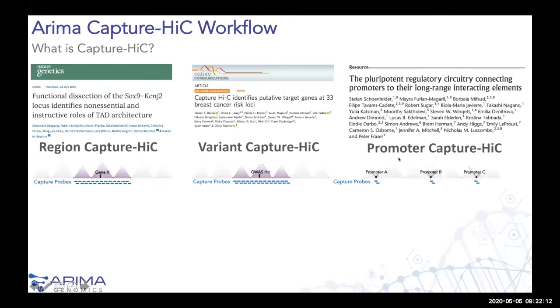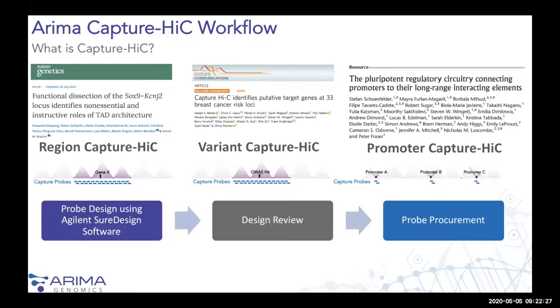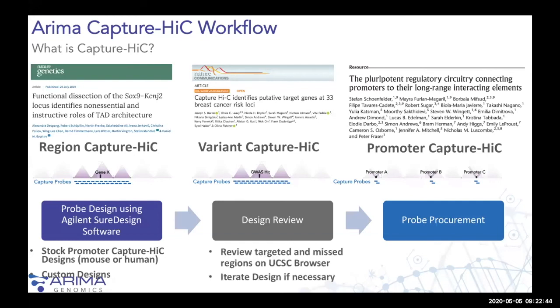And lastly, promoter Capture Hi-C, where you capture promoters and everything that interacts with those promoters, either at a genome-wide scale or for some subset of all the promoters in the genome. The way we work with our customers is we help through the entire process of designing the probes. We use the Agilent SureDesign software suite. We have off-the-shelf promoter Capture Hi-C designs for mouse and human, and we also do lots of custom designs. We review the design with you on the UCSC genome browser, iterate if necessary, and then the probes are ordered from Agilent.